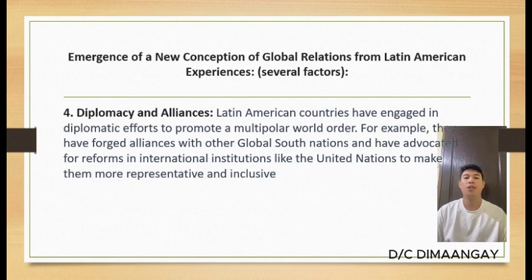Emergence of a new conception of global relations from Latin American experiences. Diplomacy and alliances: Latin American countries have engaged in diplomatic efforts to promote a multipolar world order. For example, they have forged alliances with other Global South nations and have advocated for reforms in international institutions like the United Nations to make them more representative and inclusive.